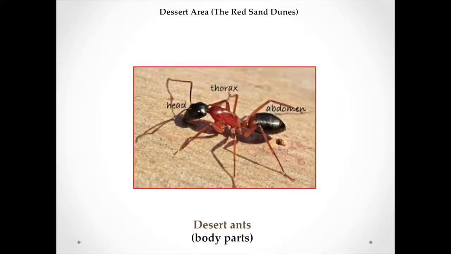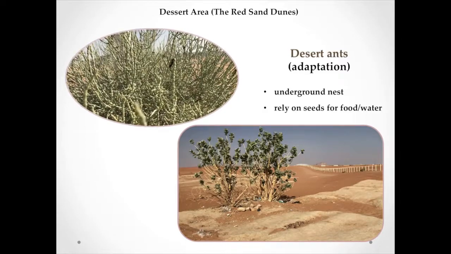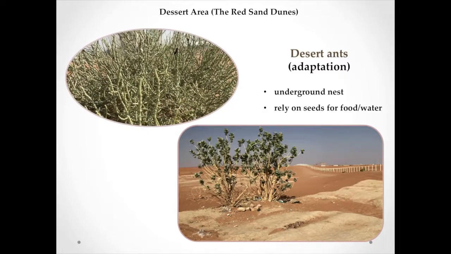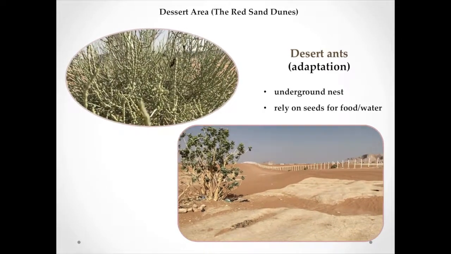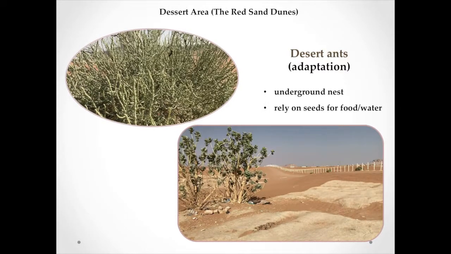Like the other insects, the ants' bodies have 3 parts: a distinct head, a thorax, and an abdomen. Their long legs help them survive in the desert by helping them climb on rocks and dead vegetation above the hot sand. For their adaptation, ants nest in the underground as it is cooler and more humid. They rely on plant seed for food and water.